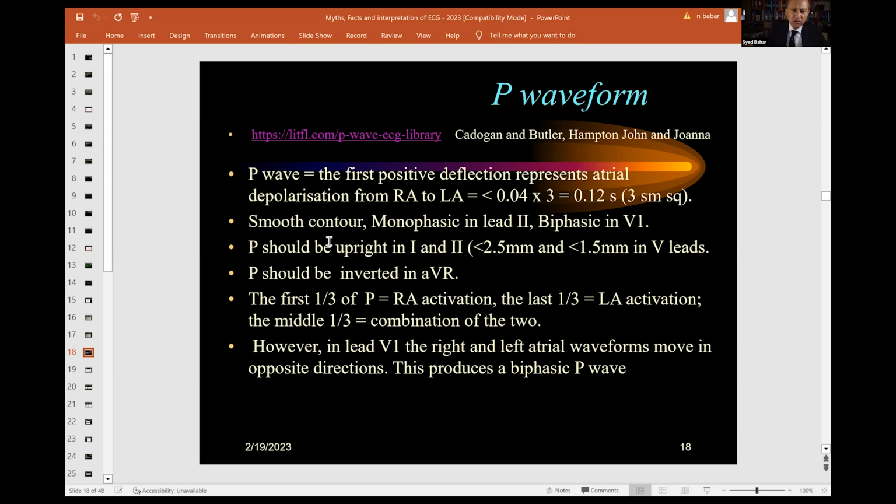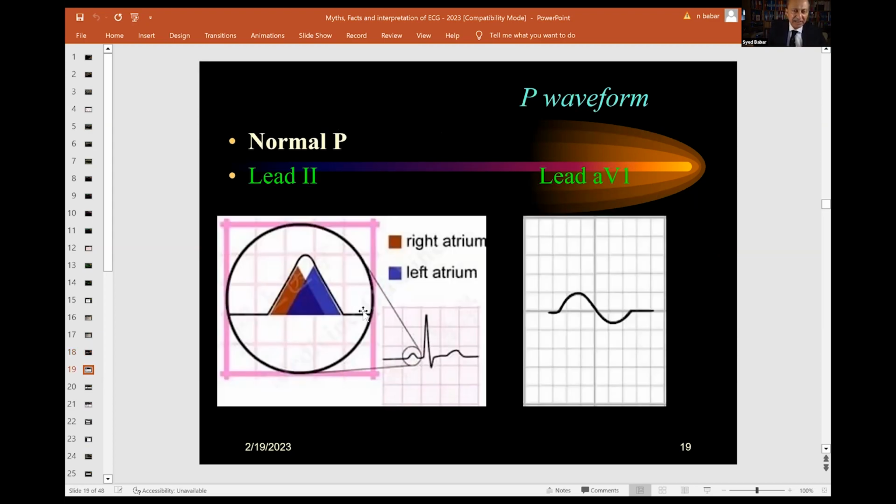This has a smooth contour. It's monophasic in lead 2, biphasic in V1. P should be upright in 1 and 2, and it should be less than half of the big square, so it is 2.5 millimeter. And the first 1/3 of the P represents the right atrium activation, and the last 1/3 is left atrial activation. So this is what one means by that.